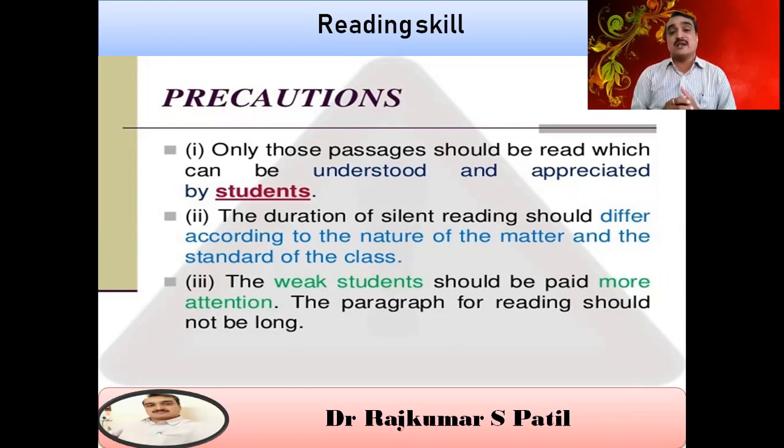Next, the duration of the silent reading should differ according to the nature of the matter and the standard of the class. If you are giving silent reading for nursery, for 10th, or for 8th standard, you must understand their abilities, nature of understanding, standard of the class, mental age, chronological age, and their efficiencies. If you are giving 10 minutes of silent reading to nursery, 5 minutes for 5th standard, 2 minutes for 10th standard is okay, because comparatively, age wise, maturity wise, knowledge wise, they are much better than the previous classes, so that can be considered while giving the silent reading.